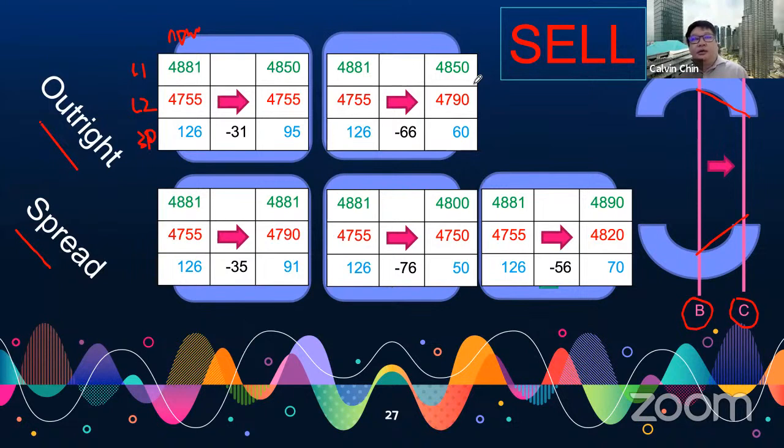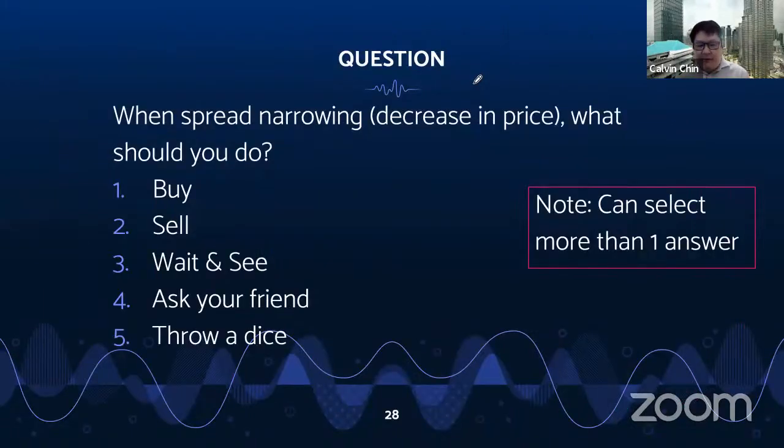Okay. The outright can go up, go down. But this is not important to us. The important thing is the leg 1 and leg 2 relationship. Which one goes faster than the other one, or whether they stay maintained in sync. That's more important for us doing spread trading. Okay.